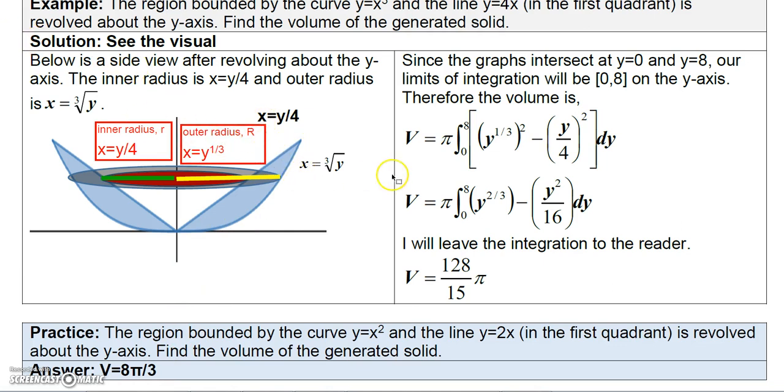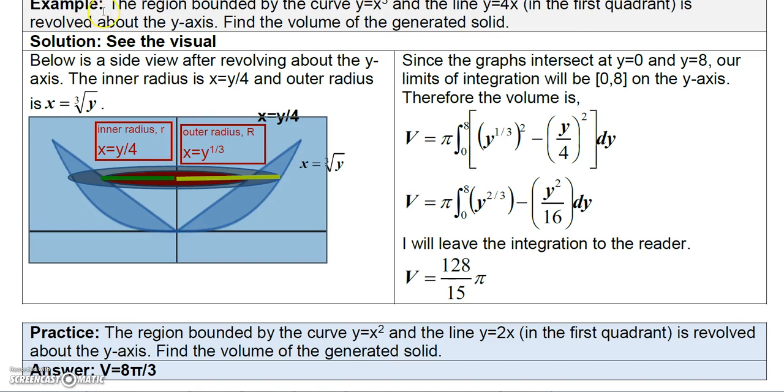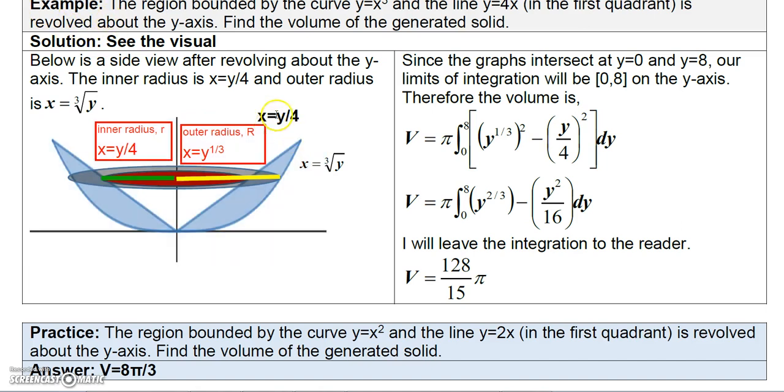Okay, but let me go ahead and tell you why I know I'm going from 0 to 8. I know I'm going to integrate these washers from 0 all the way up to wherever this point is. So what I have to do is just set these two graphs equal to one another and then find out where they intersect, and you'll find out that they intersect at y equals 0 and y equals 8. So that's why we go from 0 to 8.